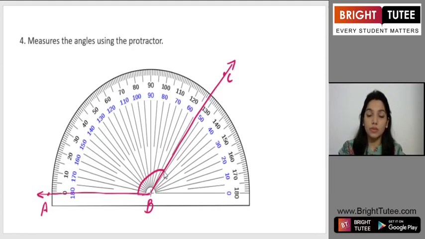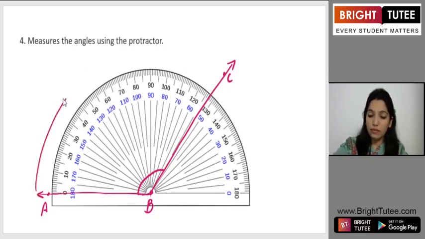Now let us see how we can do this. I have made sure that this point B is overlapping exactly with the center of the protractor. This ray AB is overlapping the straight line of the protractor, and where I see my ray BC meeting the protractor at the edge, that is the measurement I am going to take. Because we are reading from left to right, make sure that you read the protractor from the outer edge. That is the reading marked in yellow.